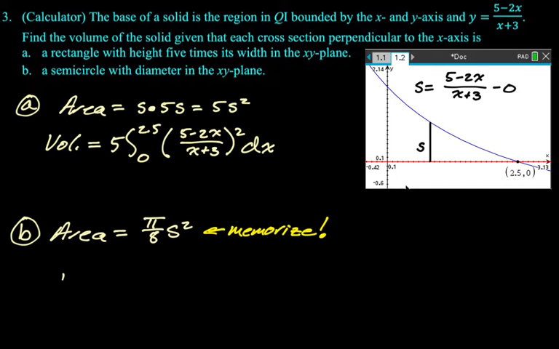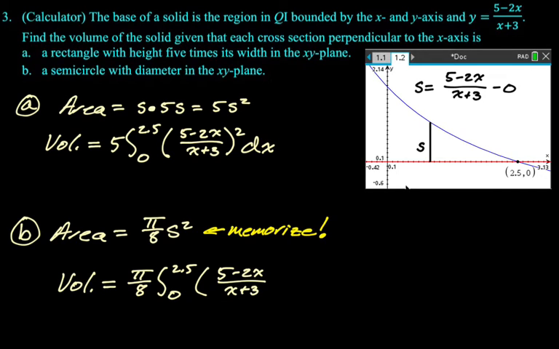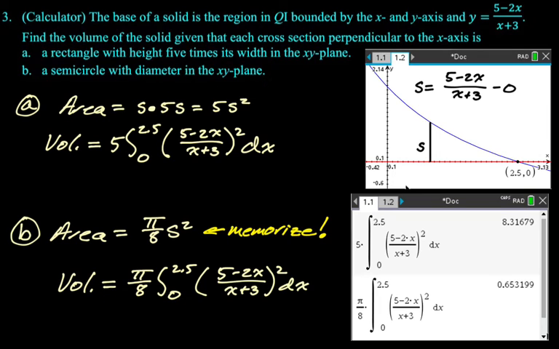So our volume in this case is going to be integrate that thing. So pi over 8, 0 to 2.5, s squared. Kind of all of them come down to some multiple of s squared when you set them up the same way every time. All right, so I took a calculator and I just did it, and I'm just going to fill in some values here. So our volume is approximately 8.317. And then for the other one, it's approximately 0.653.